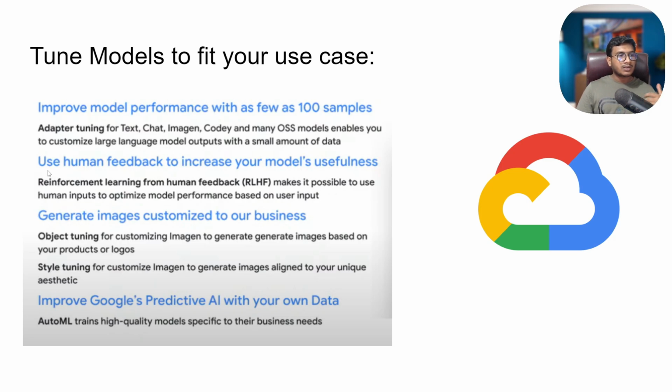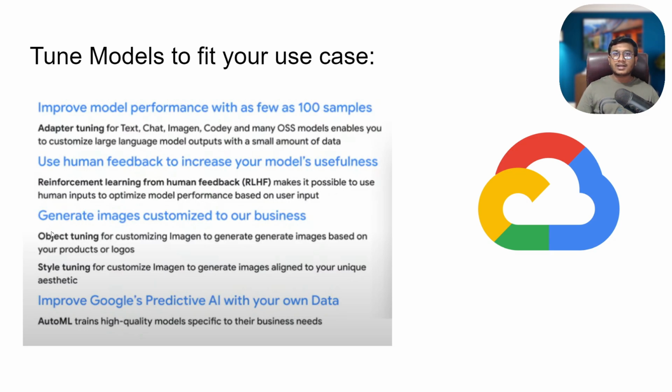You can also perform something called human feedback to increase your model usefulness. Like previously you saw in ChatGPT, it used to give one feedback box, right? Let's say, how is your experience, so that you can give your experience rating. That kind of rating you can also pass if you're using Vertex AI.